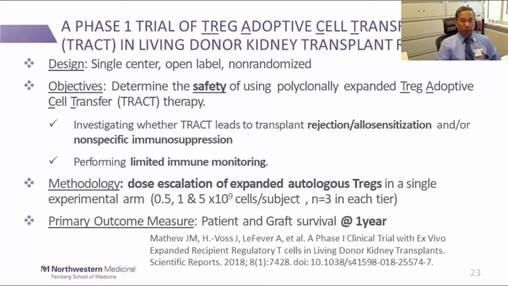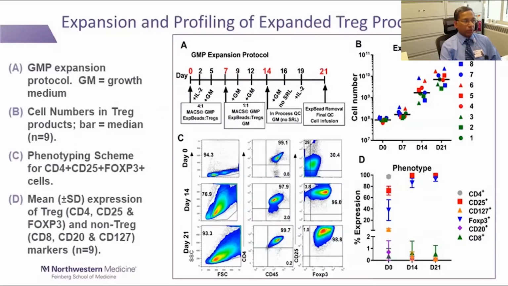The methodology of the phase 1 trial consisted of dose escalation of expanded autologous Tregs in a single experimental arm, giving the recipients 0.5, 1, and 5 billion cells per subject, and we had 3 subjects in each tier. We published these results last year, and the primary outcome measurement was patient and graft survival at 1 year after transplantation. Thank you. Next one, please.